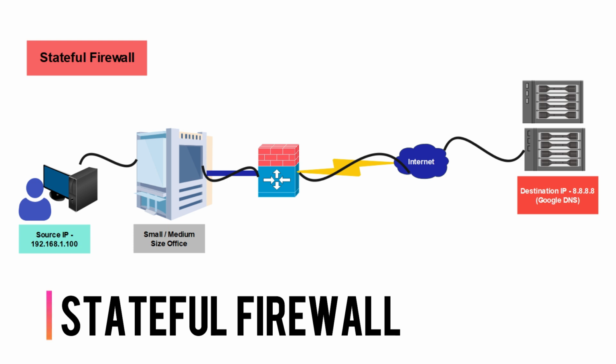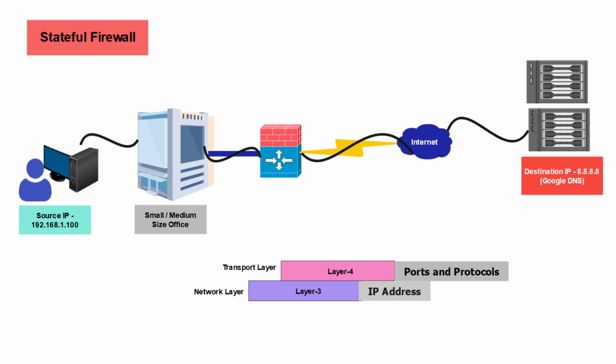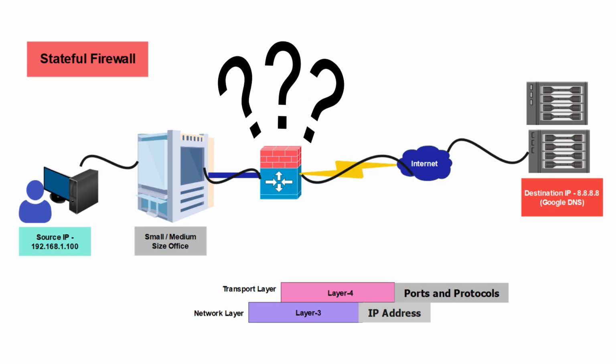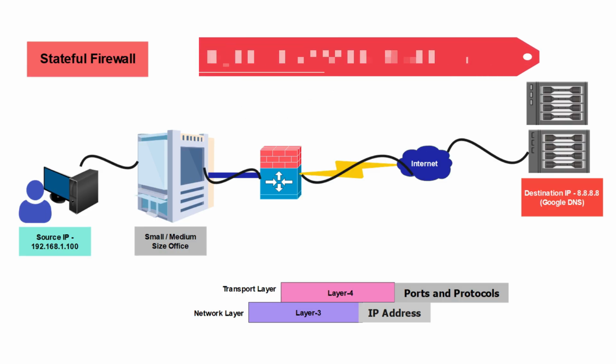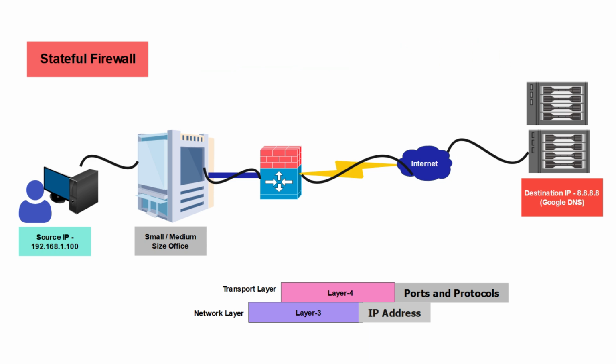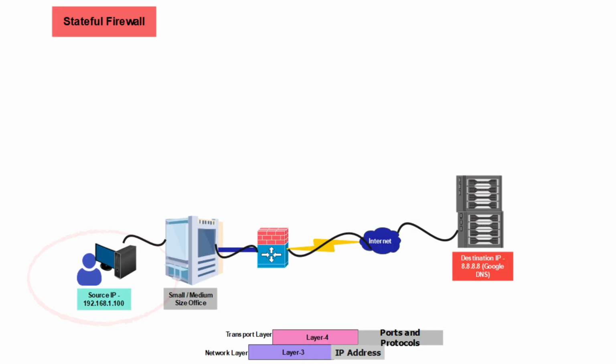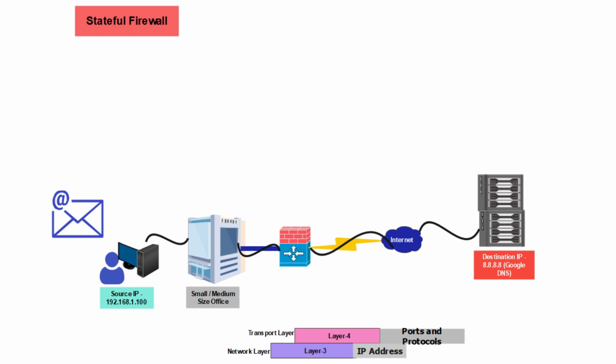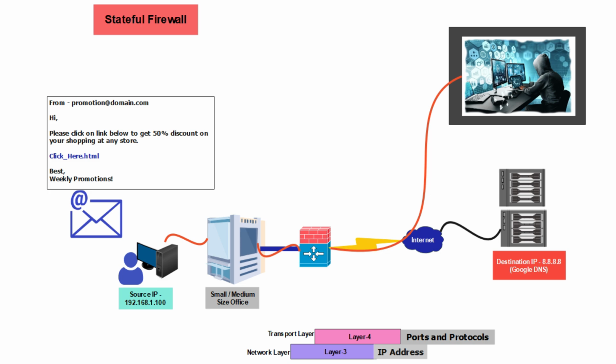But there is a big issue with this stateful firewall, because it monitors the traffic based upon IP addresses, ports and protocols. So why is it a problem if they monitor the traffic based upon IP address, ports and protocols? Well, to understand that, let's have a very simple example. Let's assume there is an employee sitting in the office and that employee has received an email from outside. And that email contains some kind of URL which says that if you click on this URL, then you will get a 50% discount on something.